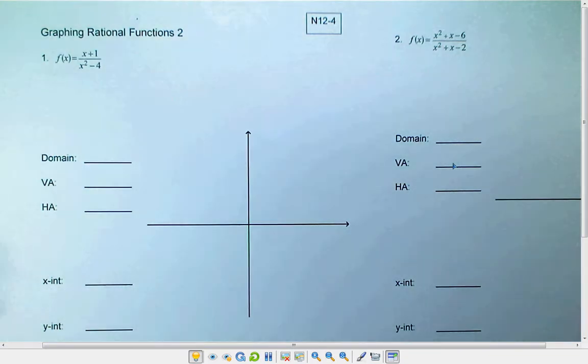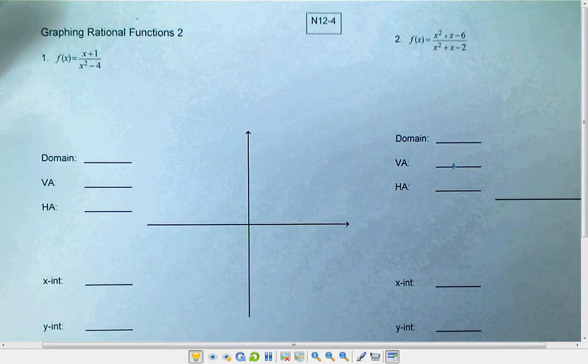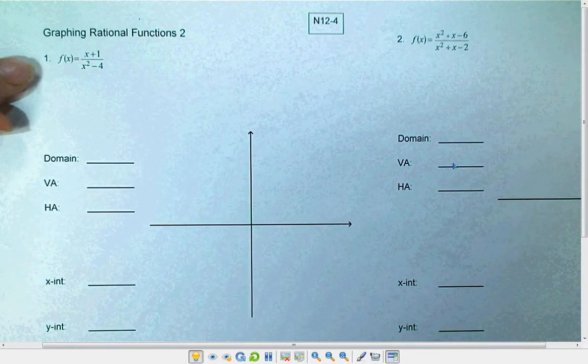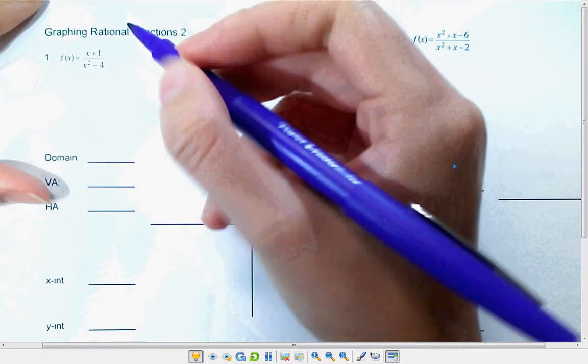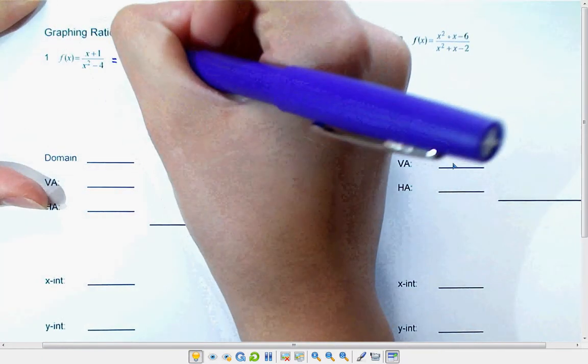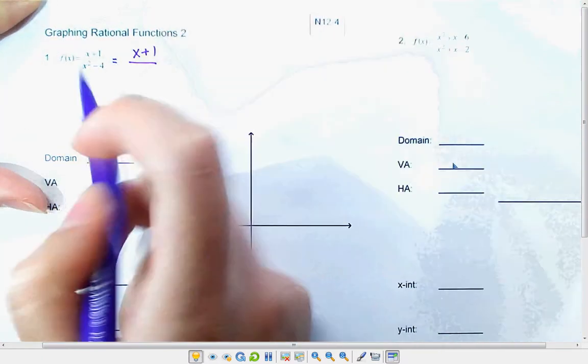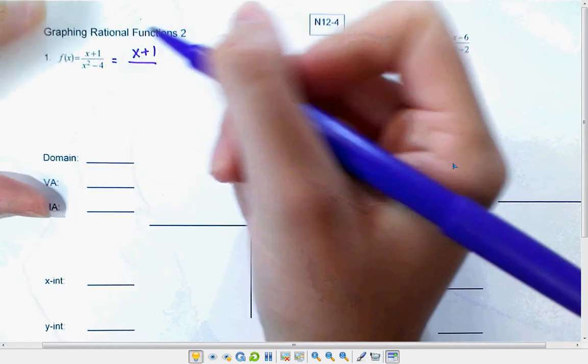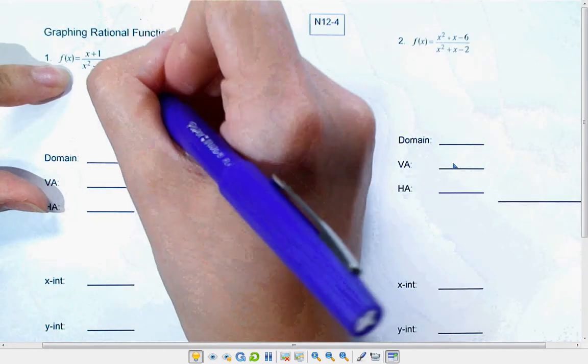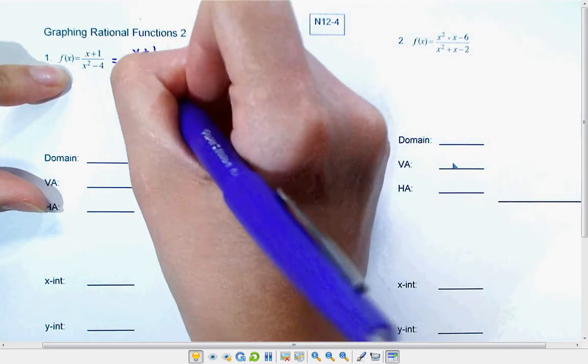We're going to move on to graphing some slightly more difficult rational functions. So let's look at number 1. Our first step here is to factor this out as much as we can. So the numerator is already factored out, x plus 1. But our denominator, x squared minus 4, we can factor out using difference of squares. So this is x minus 2, x plus 2.